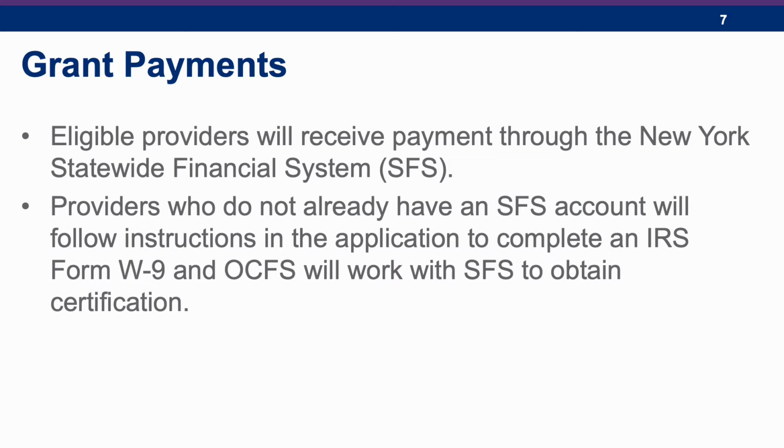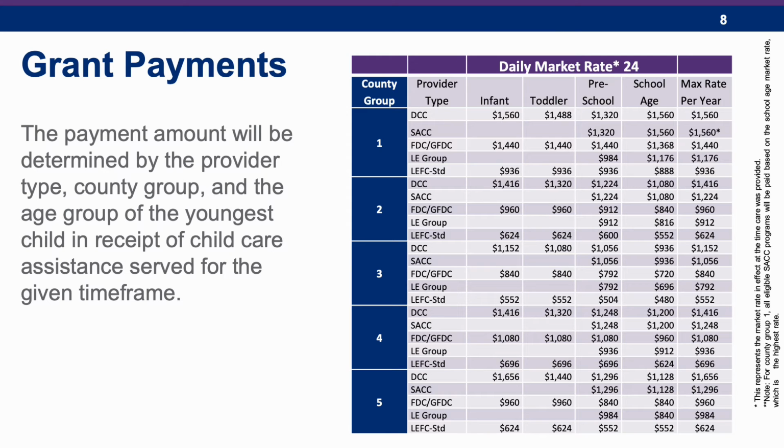Eligible providers will receive payment through the New York statewide financial system known as SFS. Providers who do not already have an SFS account will follow instructions in the application to complete an IRS W-9 form, and OCFS will work with SFS to obtain certification and create an SFS account. The payment amount will be determined by the provider type, county group, and the age group of the youngest child in receipt of child care assistance served for the given time frame. Now let's look at the grant application process.